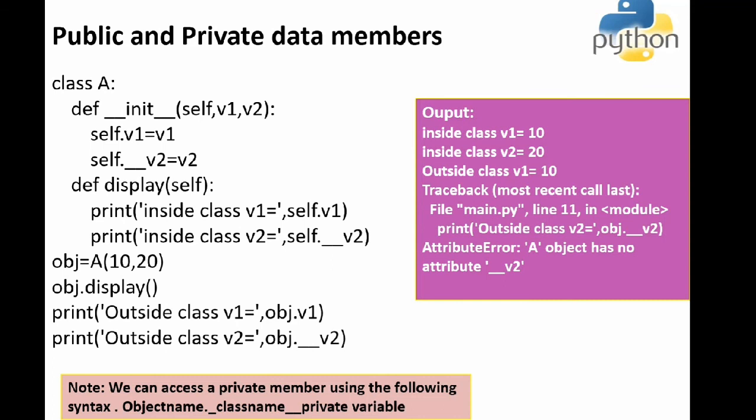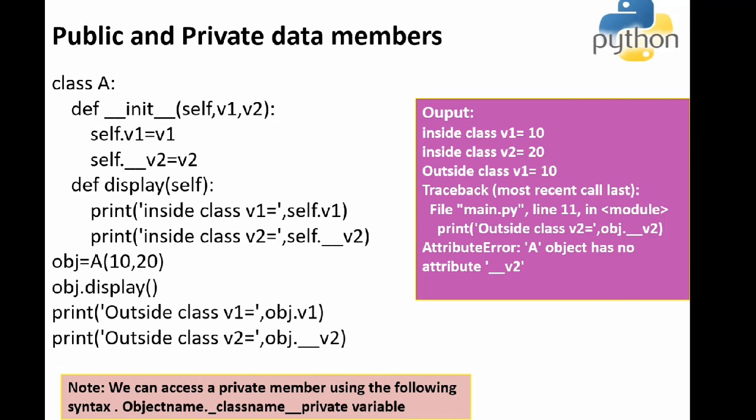Is V1 public or private? Public. It's a public variable. Is it a variable or a method? Variable, ma'am. Yes, V1 is a public variable. Underscore underscore V2 is a private variable.